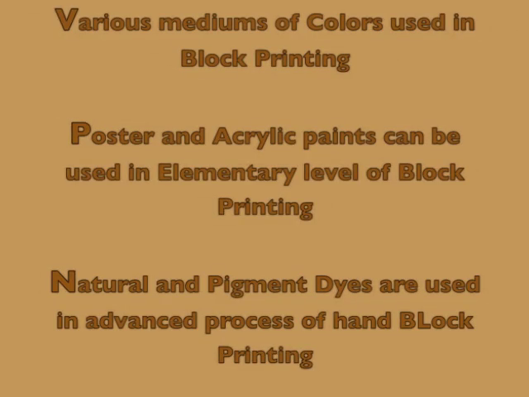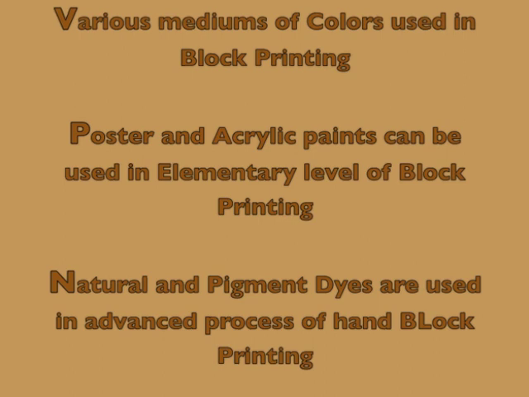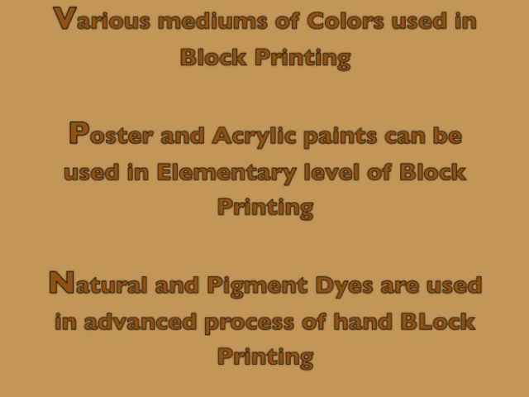Summing up, or rather the summary of today's lesson, after studying this unit, we came to know about the various mediums of colors used in the block printing process. Posters and acrylic paints can be used in the elementary level of block printing, whereas natural dyes and pigment dyes are used in the advanced process of hand block printing.